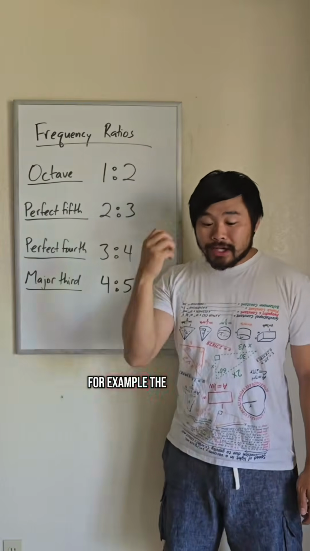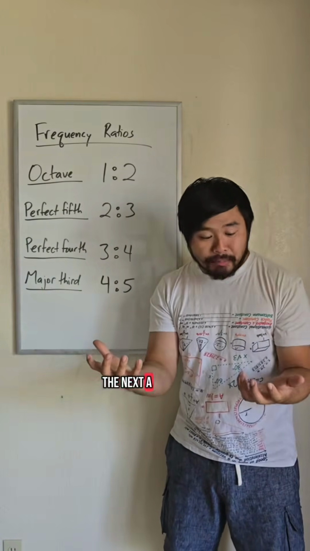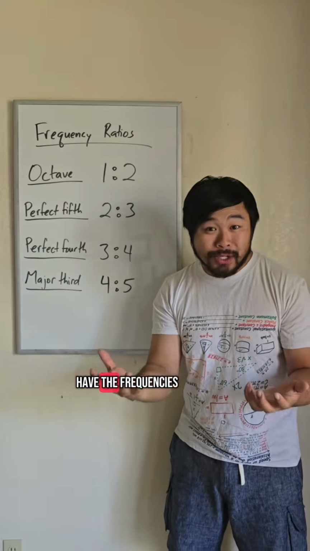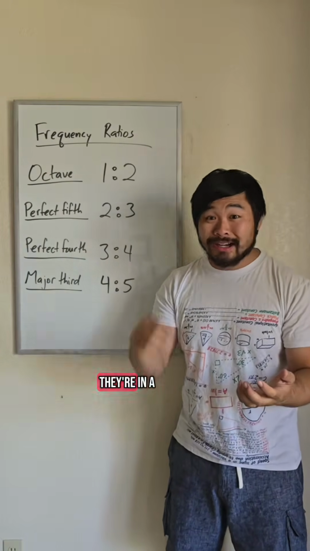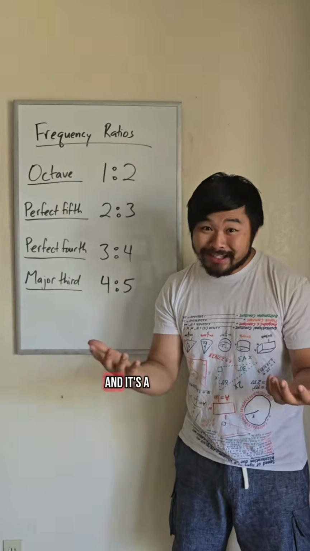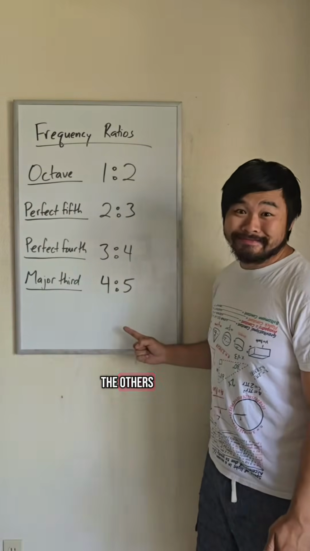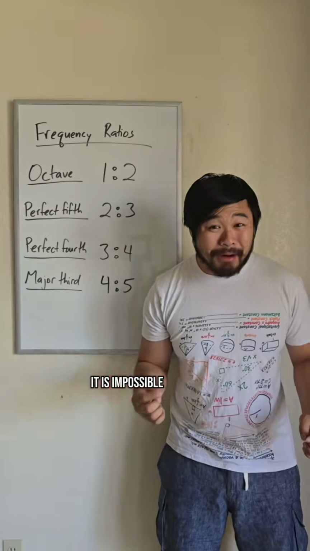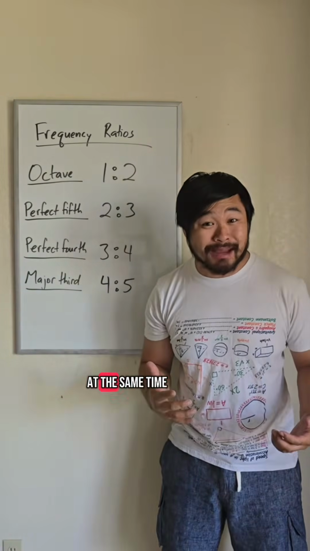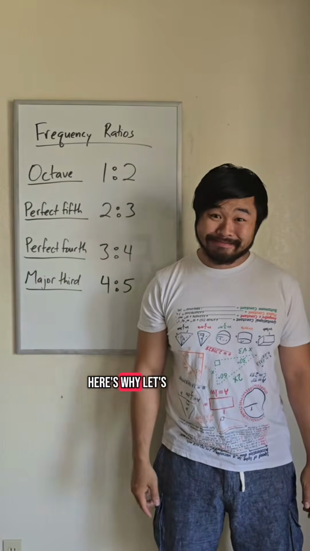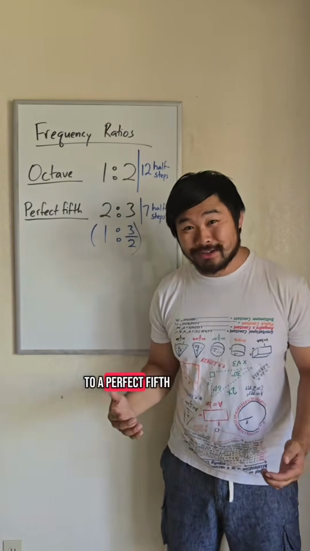For example, the note A3 and the next A above that, A4, have the frequencies of 220 Hz and 440 Hz. They are in a 1 to 2 ratio, and it's a similar idea with the others. Now, on a piano, it is impossible for all of these ratios and more to be satisfied at the same time. Here's why. Let's compare an octave to a perfect fifth.